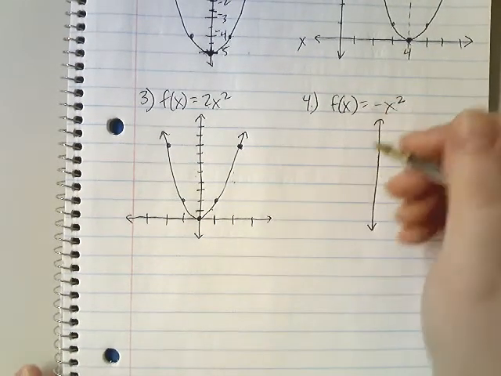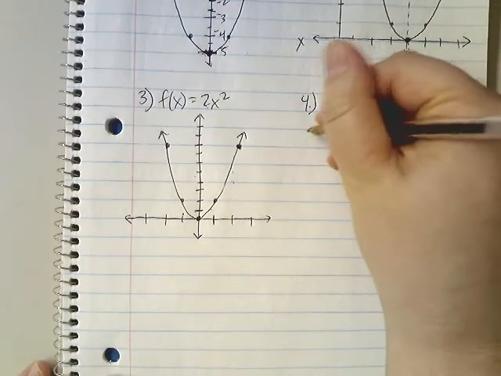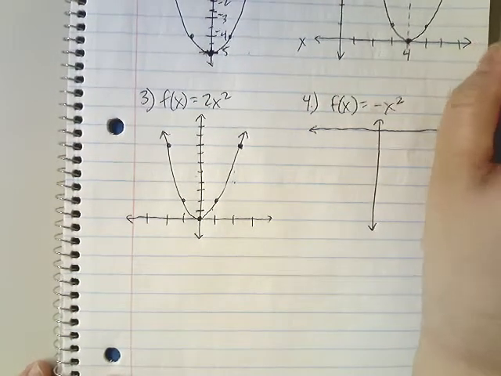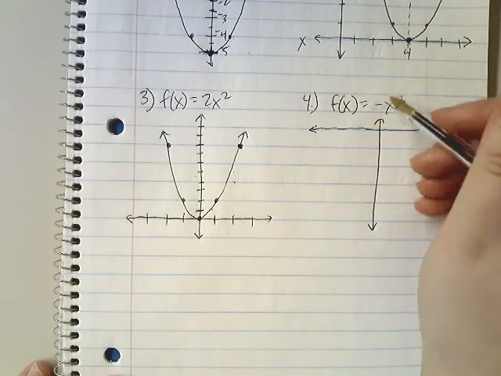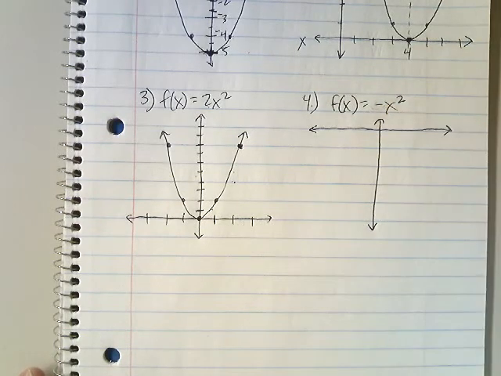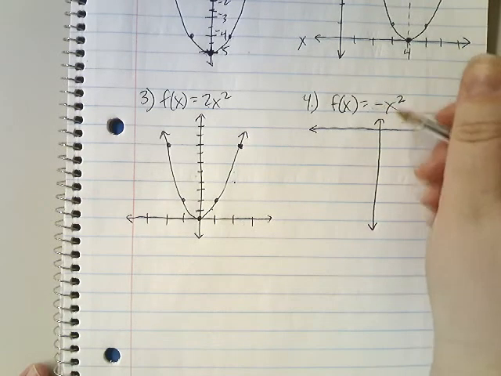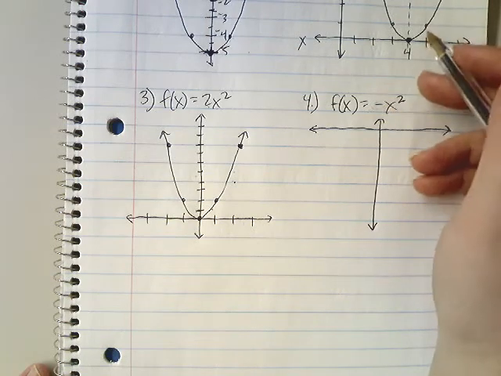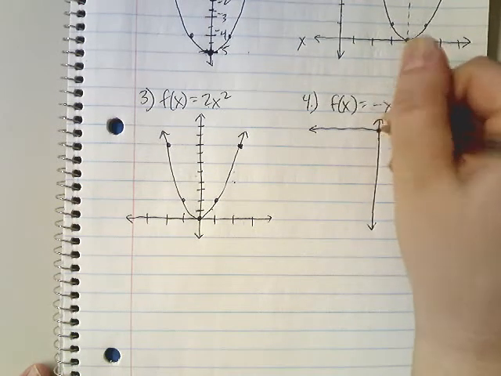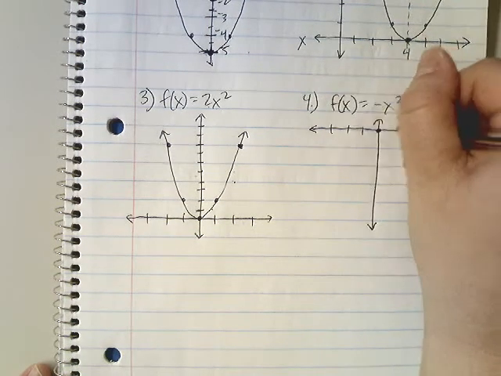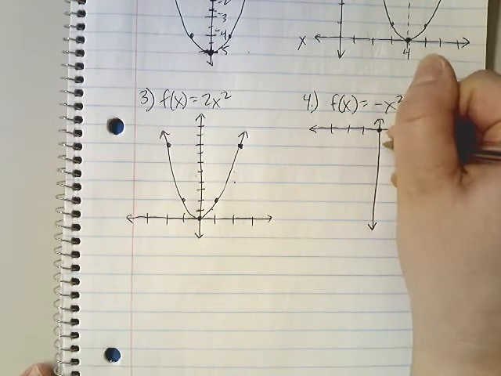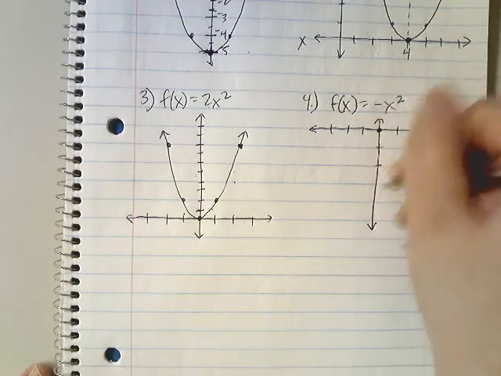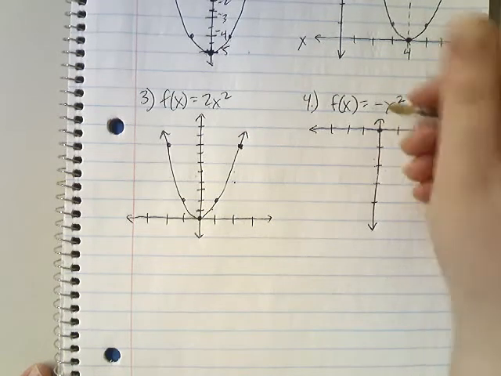The next one is going to be the negative x squared. So I'm reflecting it over the x-axis, and I'm going to have it opening downwards instead of upwards. So the negative sign tells you the concavity of the graph. So it's going to open downwards instead of upwards. So my vertex is still at 0, 0. My steepness will remain the same. The only thing that's changing is that I'm going to be opening it downwards.